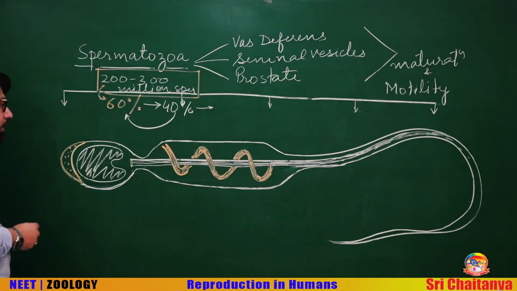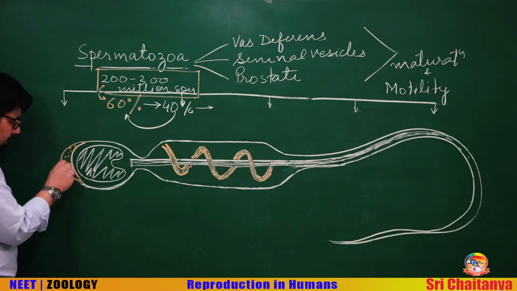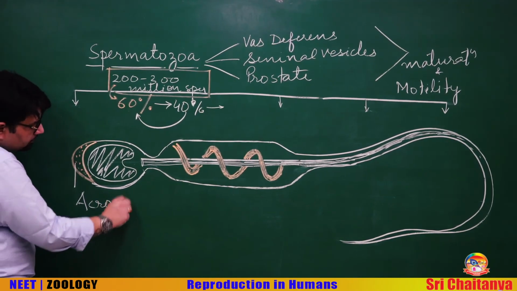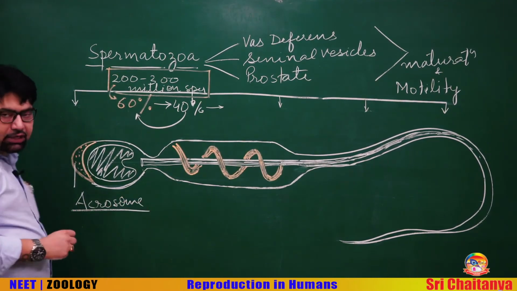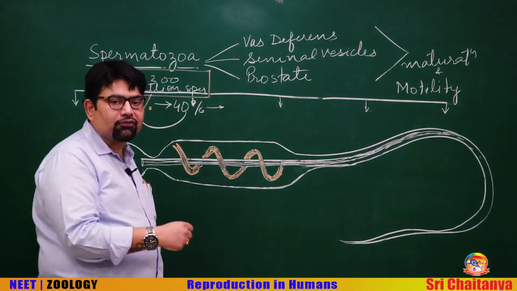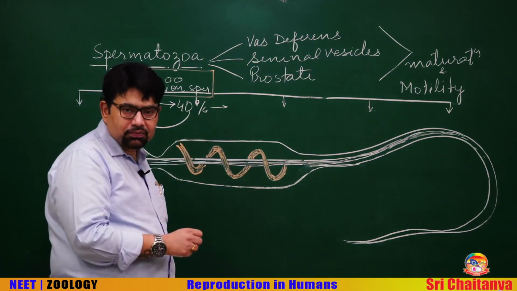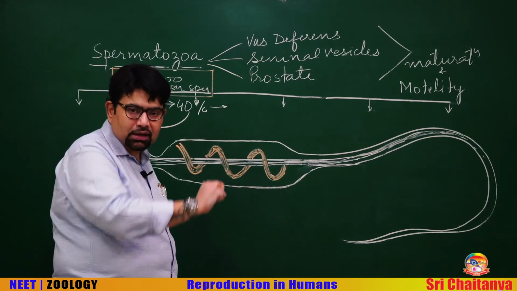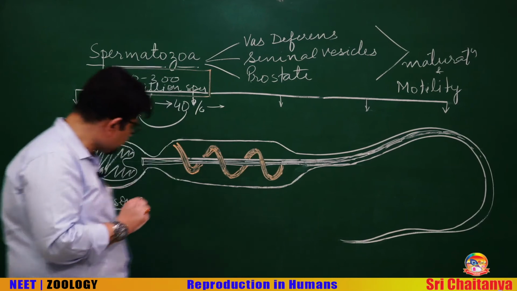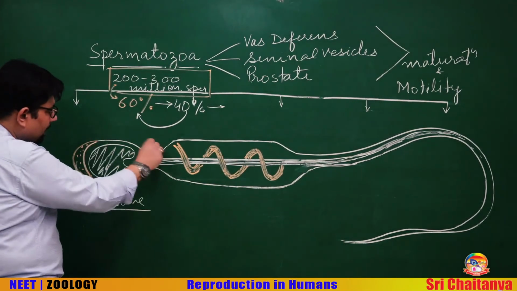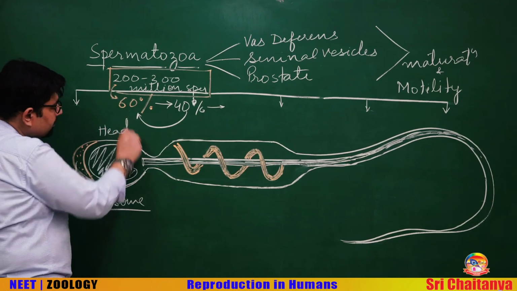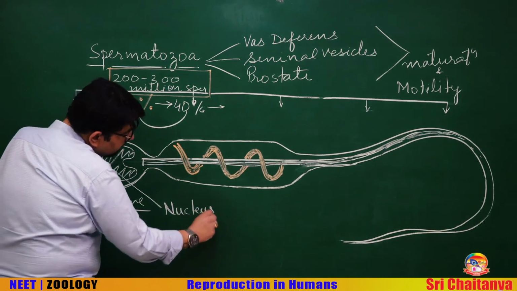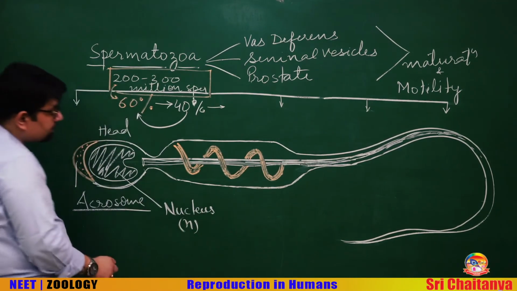In the structure of a differentiated sperm, the head has a cap-like structure called the acrosome. Acrosome contains hydrolytic enzymes which are required for fertilization, the enzymes required for the dissolution of the zona pellucida, a membrane around the ovum. This part is called the head of the sperm. The head contains the nucleus. Remember, the nucleus is a haploid nucleus.